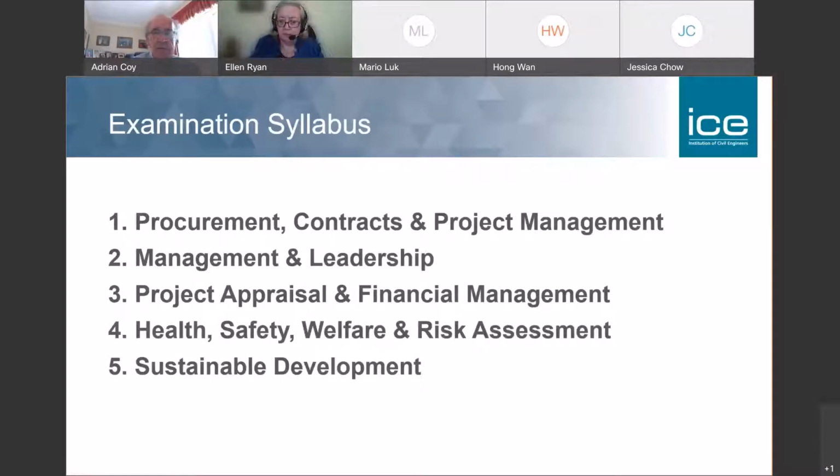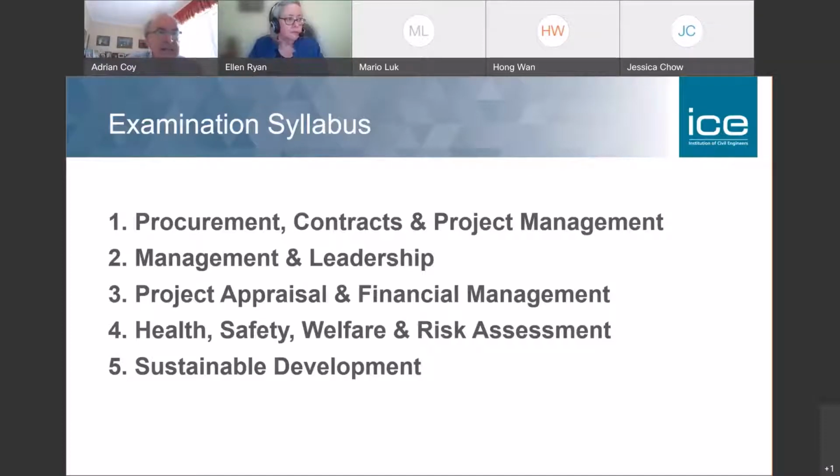So the syllabus is split into 5 modules. The first is procurement, contracts and project management. The second is management and leadership. The third is project appraisal and financial management. Fourth is health, safety, welfare and risk assessment. And the fifth is sustainable development. And as I've said, that fits very closely to what the reviewers will be looking at in terms of the Chartered Professional Review.